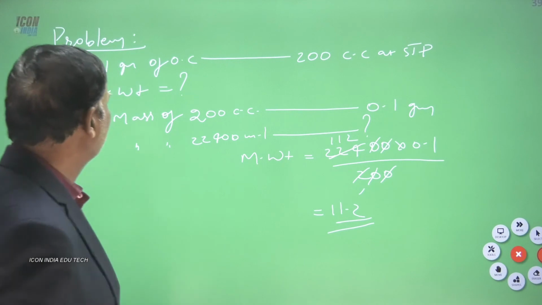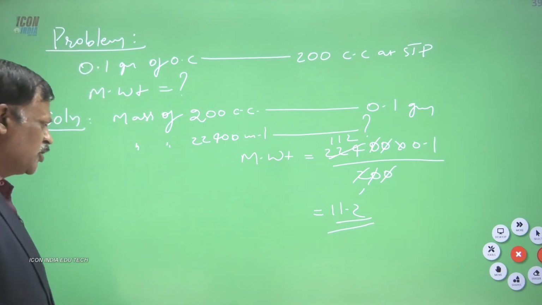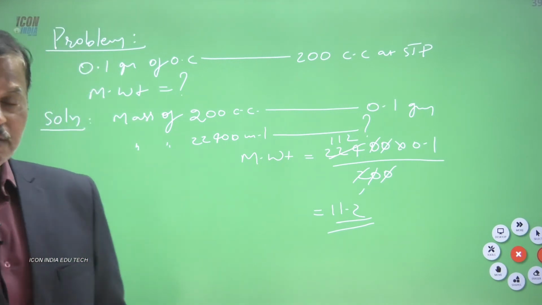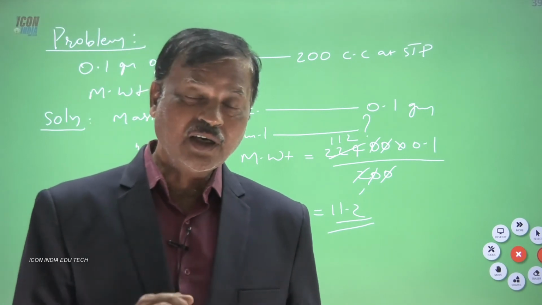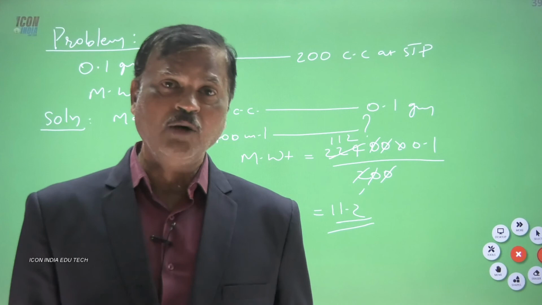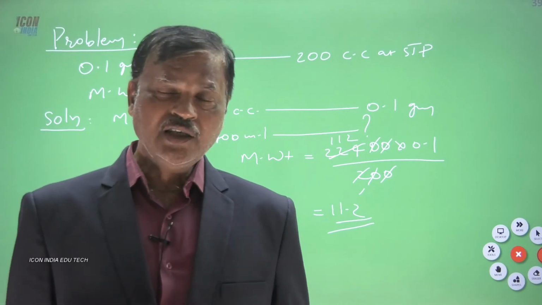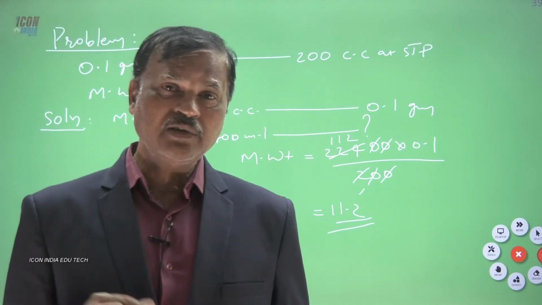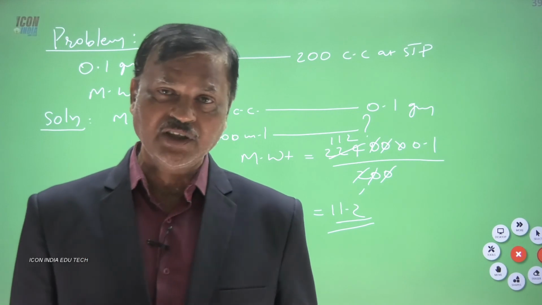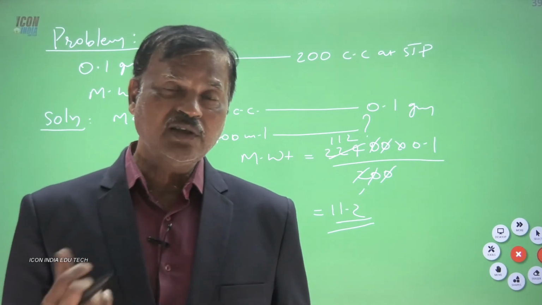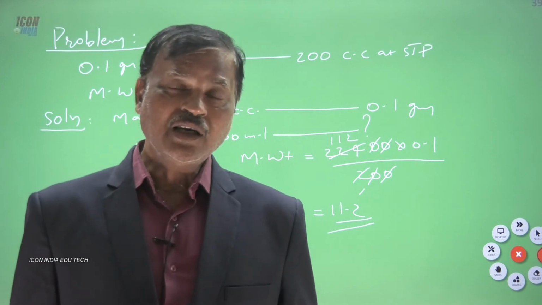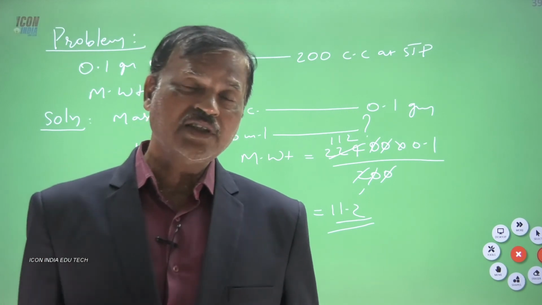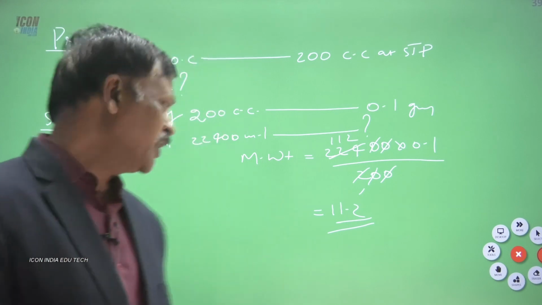Molecular weight. Okay. Like that, you can calculate molecular weights of organic compounds, organic acids, organic bases and organic compounds in general. In general, organic compounds' molecular weights are determined by Victor-Meyer's method. Organic bases' molecular weights are determined by the platinic chloride method. Organic acids' molecular weights are determined by the silver salt method.